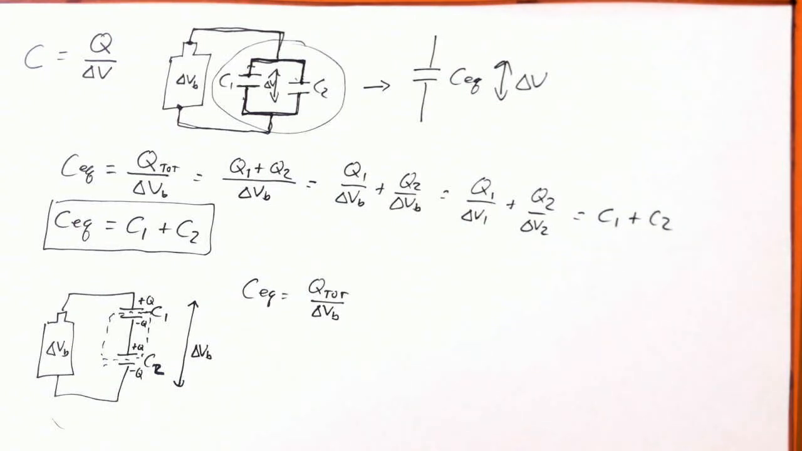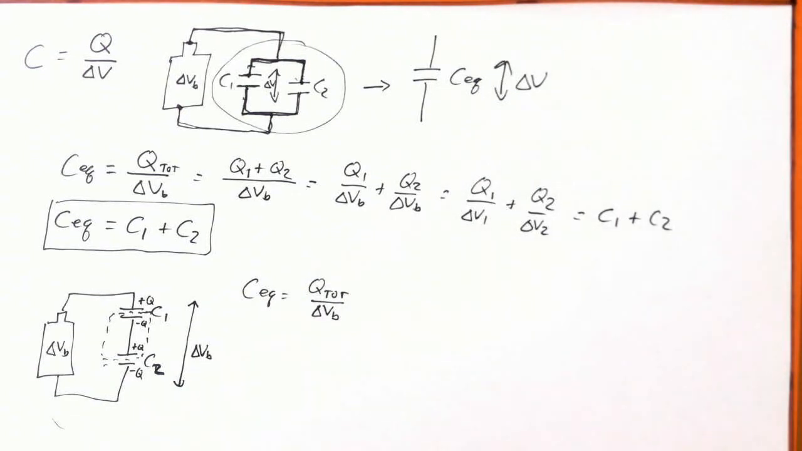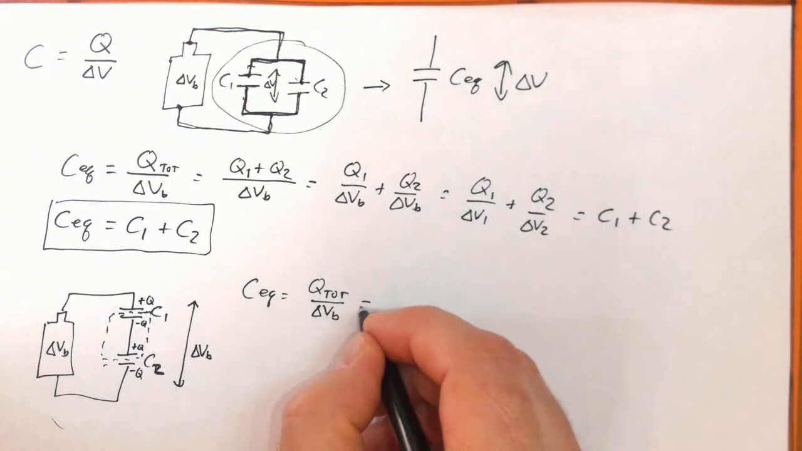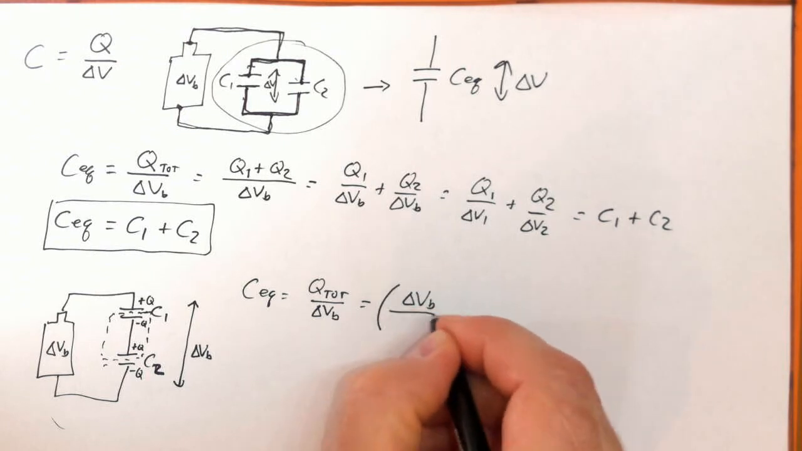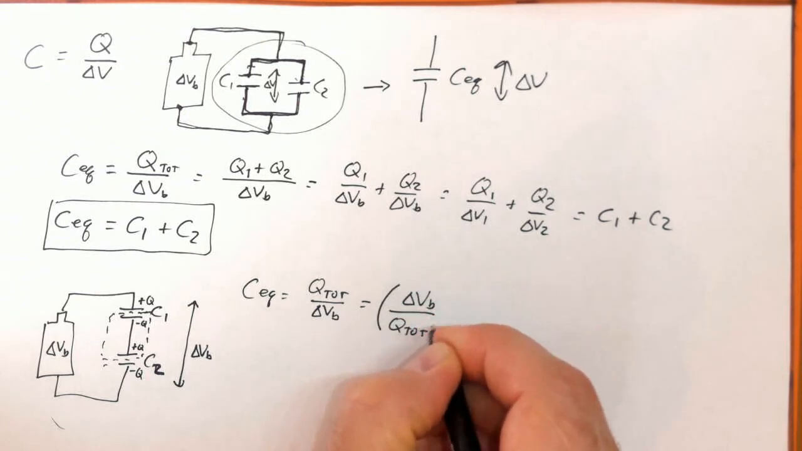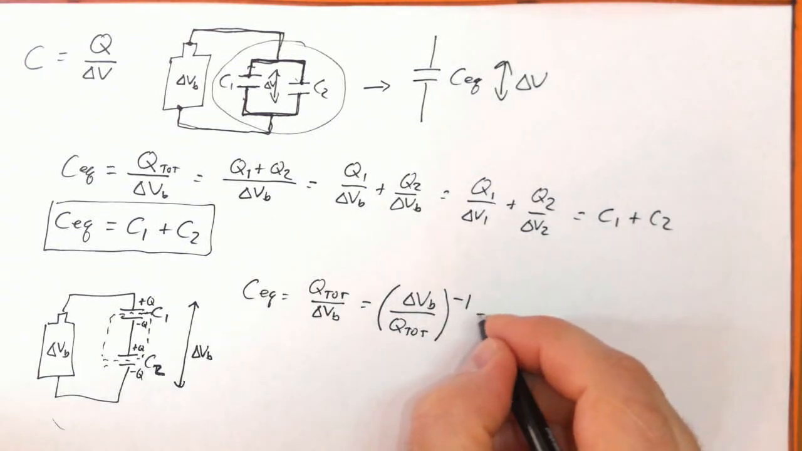Yeah, they're equal. They're not summed, they're just equal. I can't really do much with that right now, unless I do it this way. What if I go like this? I'm going to rewrite this as delta VB over Q total to the -1. That -1 means flip this.